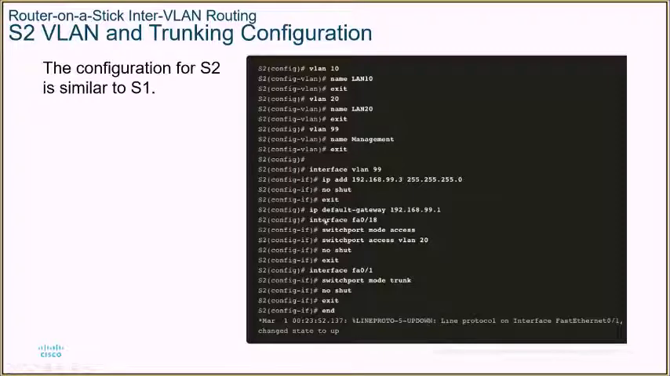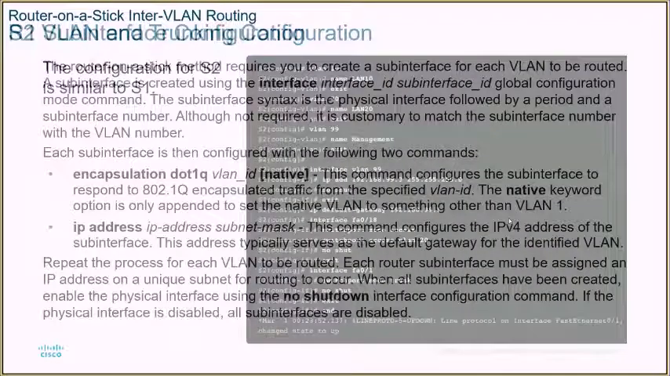And then here, we're making port 18 a member of VLAN 20, and we're making Fast Ethernet 1 a trunk port. So that's on switch 2. Of course, that's the one that's only connected to the other switch and not connected to the router.